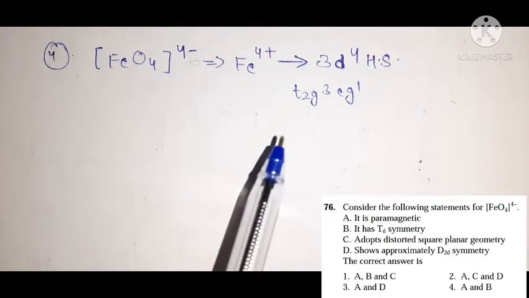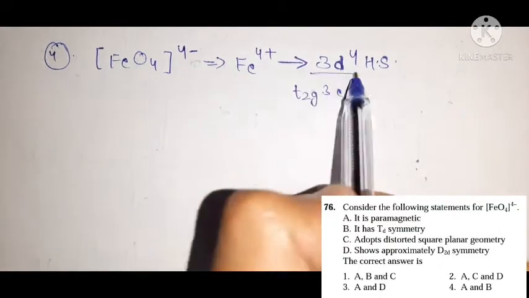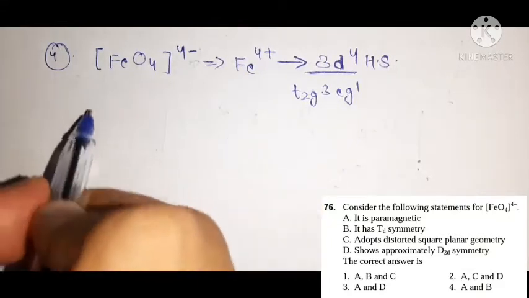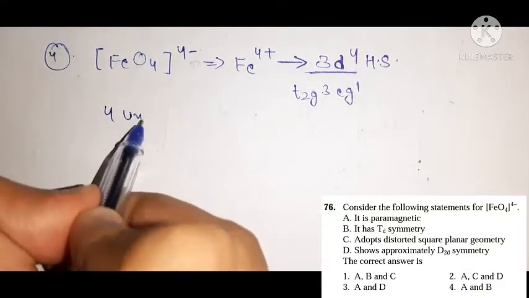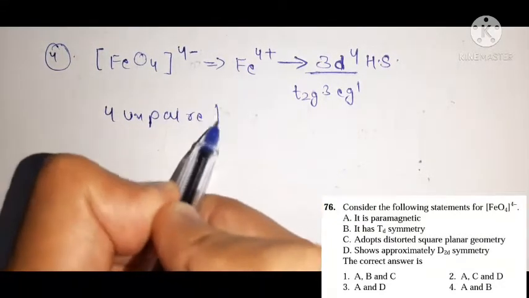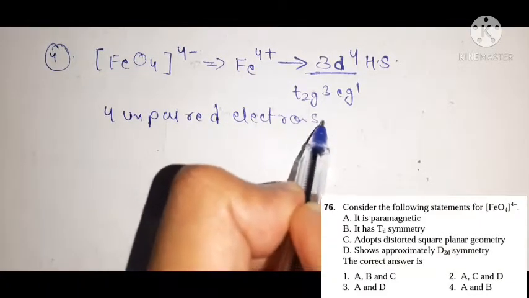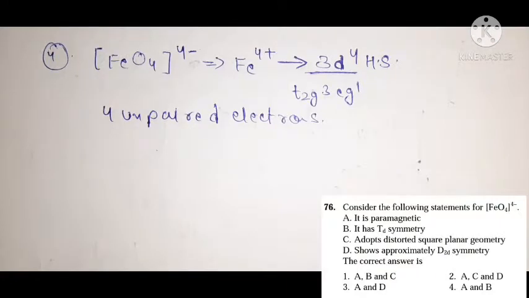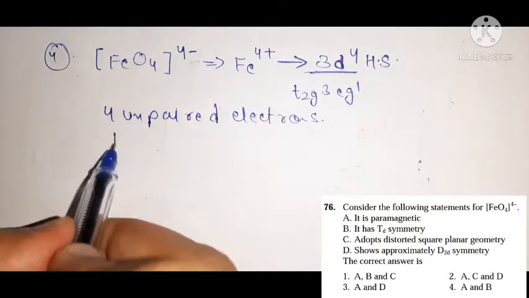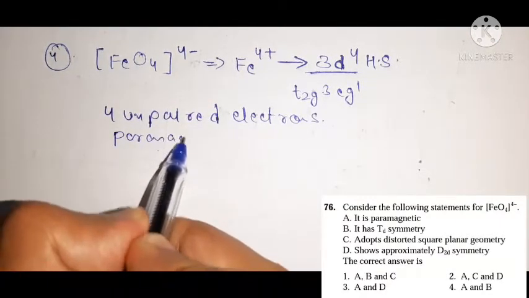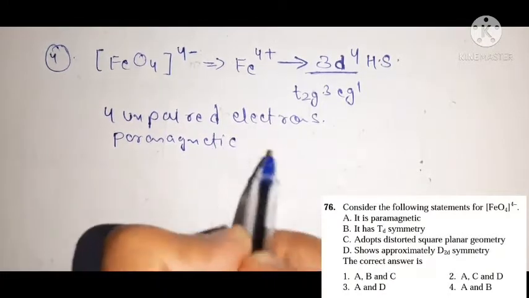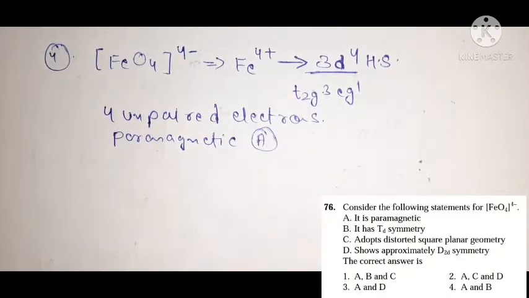Okay, so now it has 4 unpaired electrons, because 3d4 high spin means it has 4 unpaired electrons, and when any complex has unpaired electrons, that means it is paramagnetic in nature. This complex is paramagnetic in nature. So statement A is the correct statement.